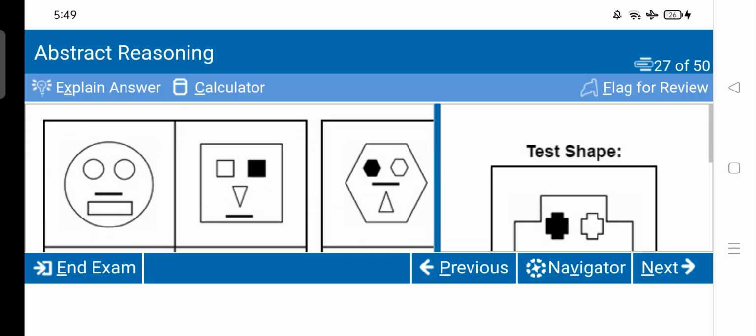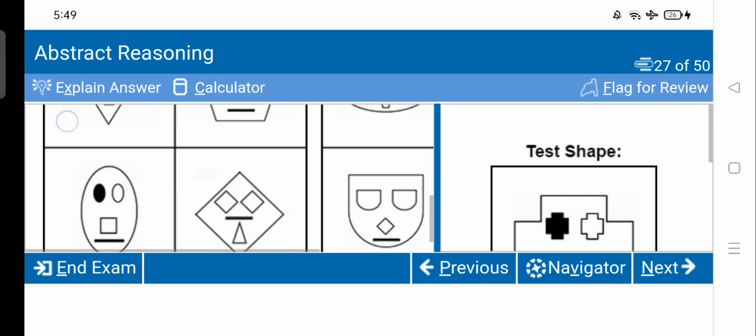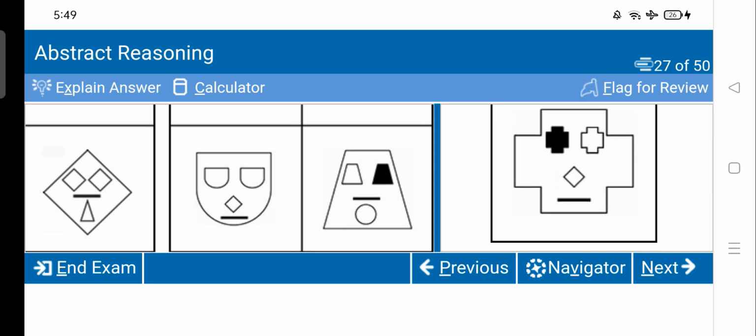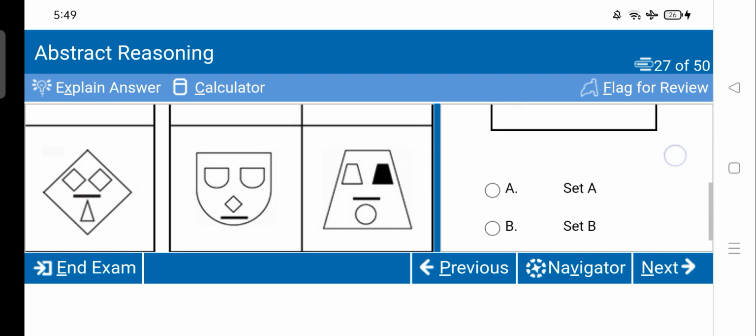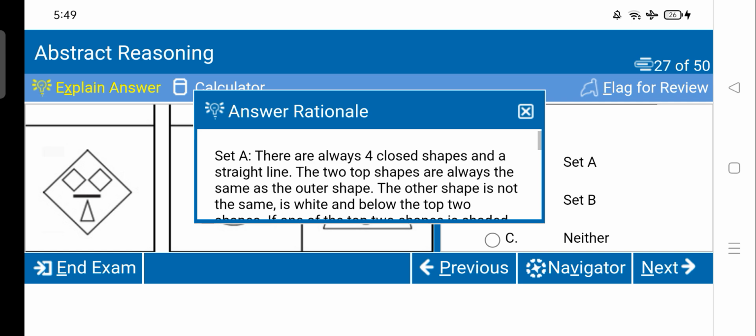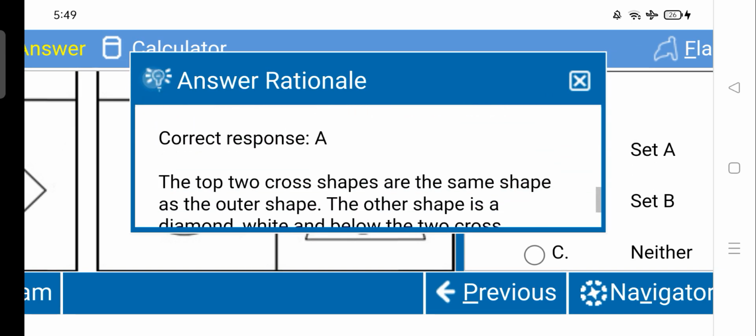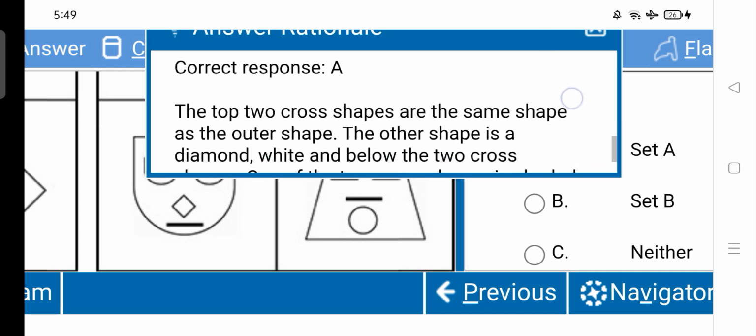Next we have the same set of shapes as you can see here, but the test shape is different, which is this. So rules are the same for these two sets again, and the correct response we have is option A.